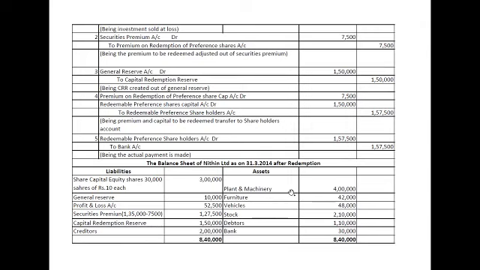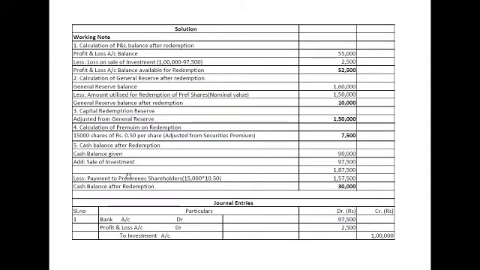Coming to the asset side, plant and machinery, there is no change. Furniture, vehicles as it is. Investment is sold, so no place in the balance sheet after redemption. And the values of stock and debtors will remain the same. Bank balance, how we got 30,000? We have working note number 5.